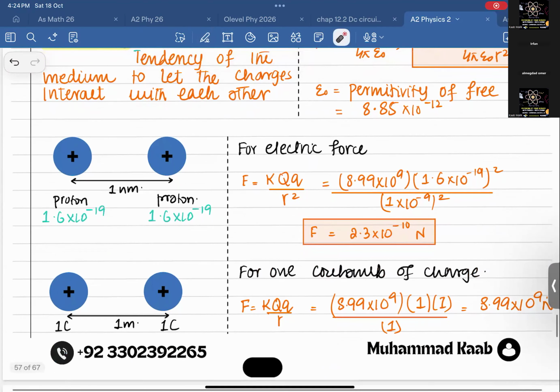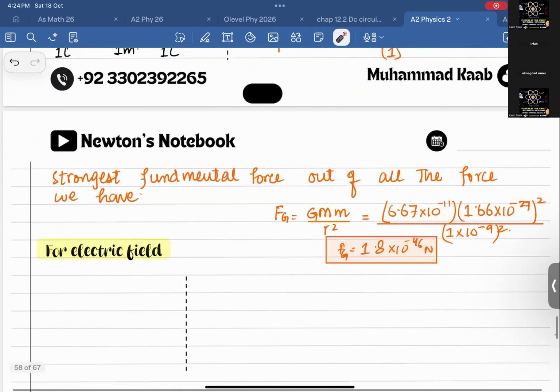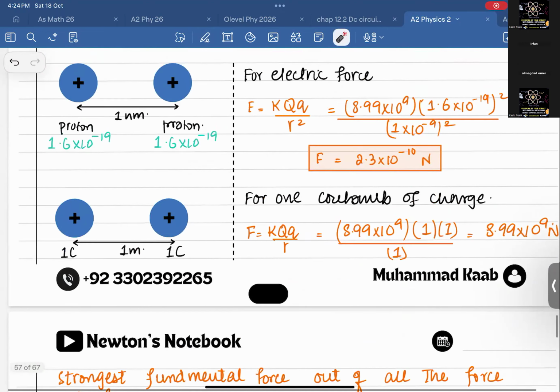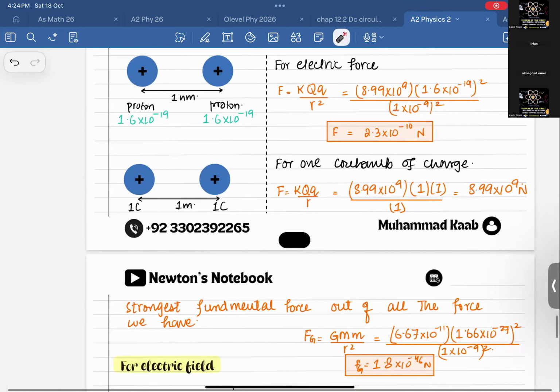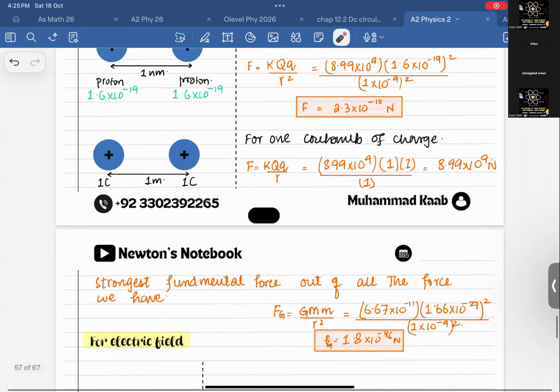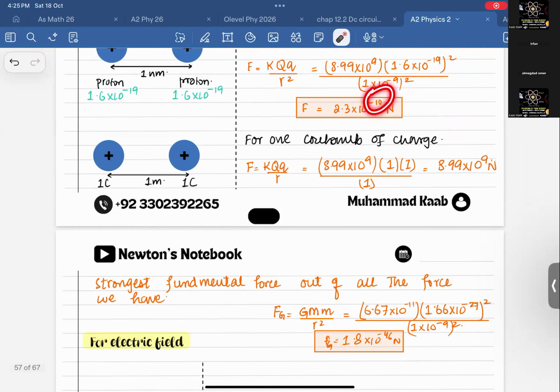The first one is this one, and the second one is that one, right? The magnitude of the electric force and the gravitational force. So basically, there's a huge difference between the two values, right? You can see it is negative 10 and this is negative 46, like the difference of negative 24 power. So that's why gravity is the weakest of all the forces, right?